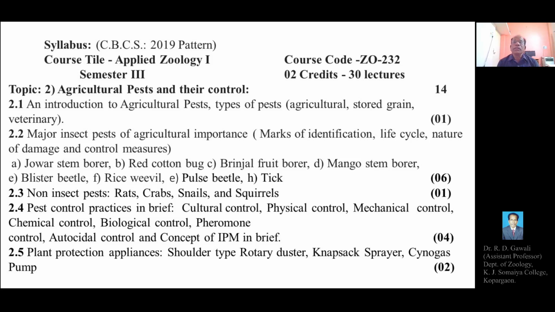This requires plant protection appliances such as the shoulder type rotary duster, used for the application of powder pesticides or dust. Then the knapsack sprayer, used for the application of liquid pesticides, and the cyanogas pump, used for the application of fumigants, or for the purpose of fumigation, to control the different types of pest.